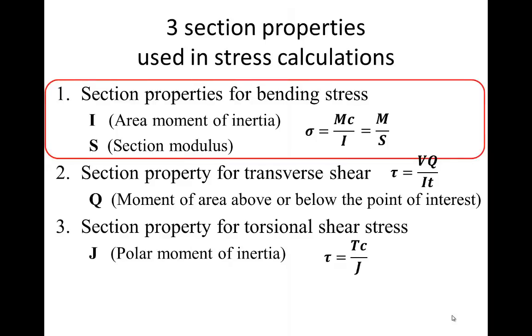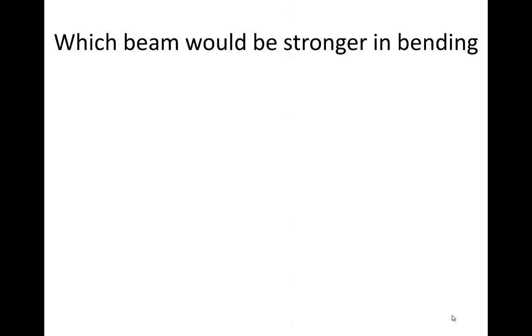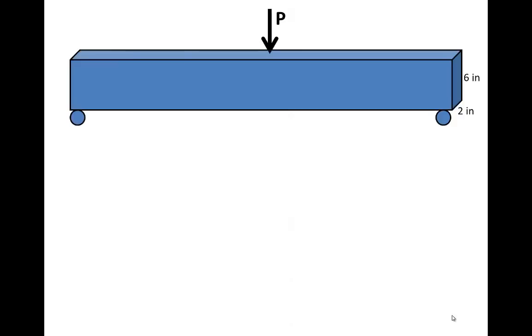Let's begin with item number 1, area moment of inertia and section modulus. To help you understand the concept of moment of inertia, consider this question. Which beam would be stronger in bending? This beam is supported on each end with a load at the center of the span. The beam is 2 inches wide and 6 inches tall.